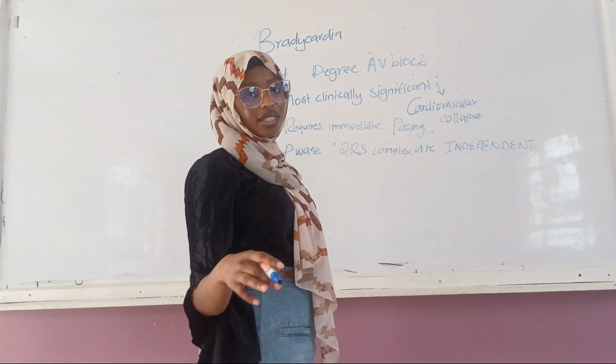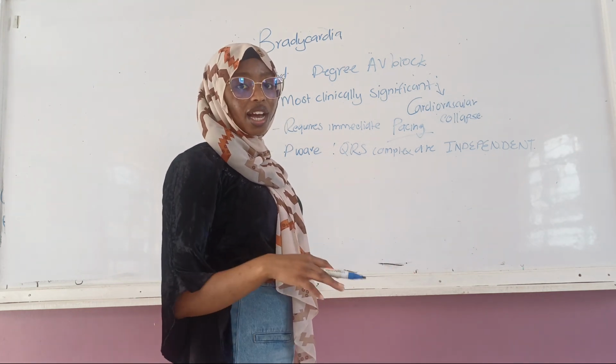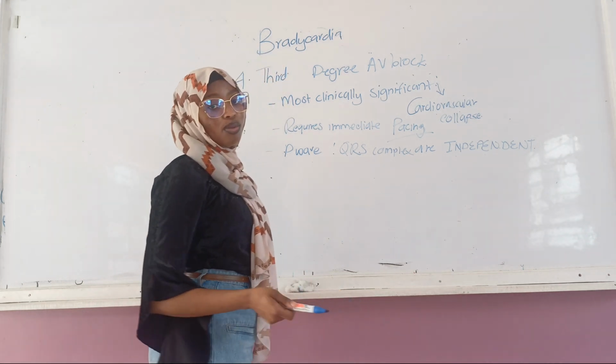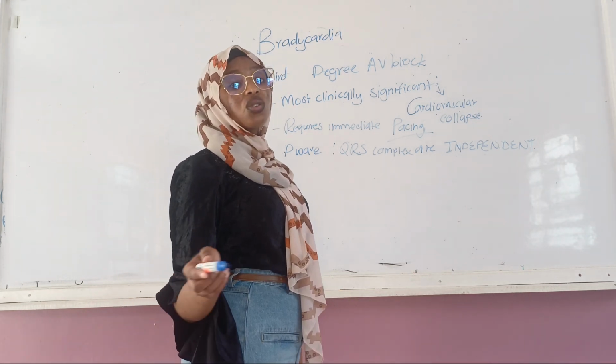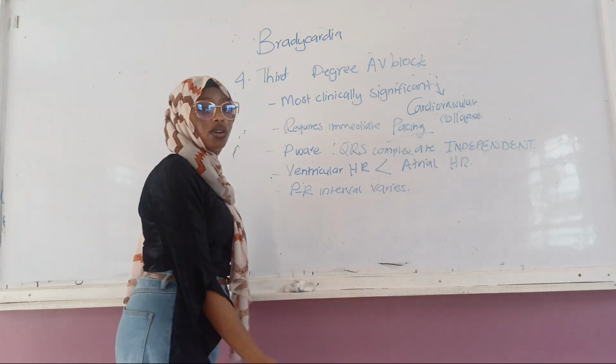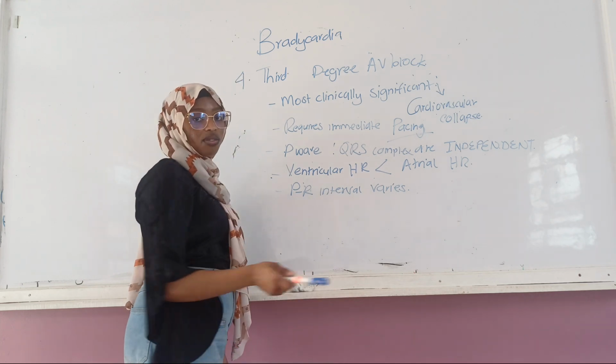And also, for a sinus rhythm, the ventricular heart rate and the atrial heart rate are going to be the same. When it comes to the third degree AV block, the ventricular heart rate is going to be less compared to the atrial heart rate. When you also look at the PR interval, along the whole strip, the PR interval is going to vary.